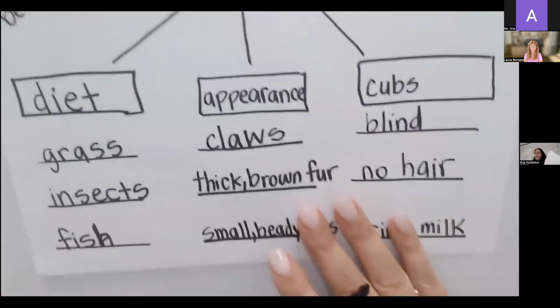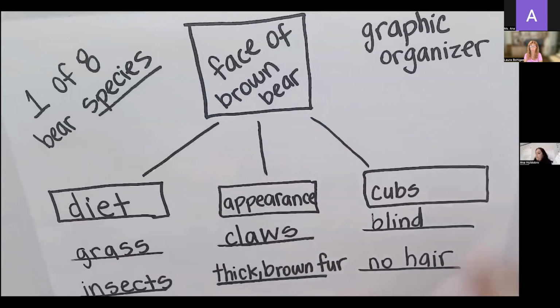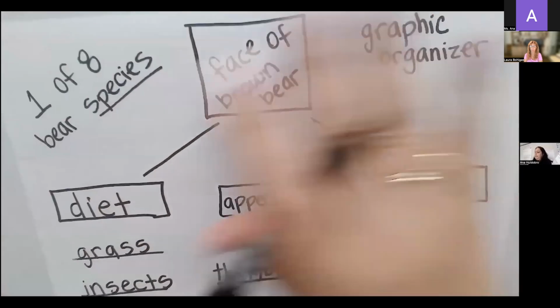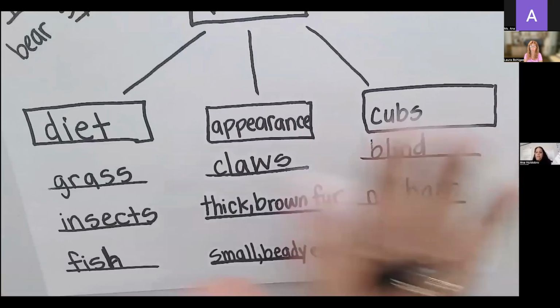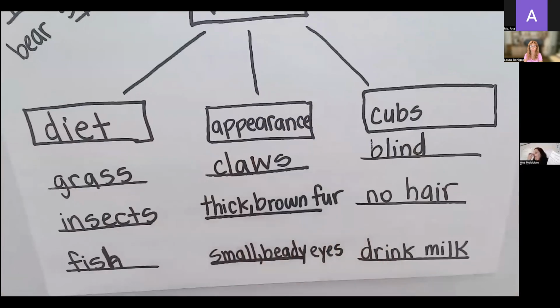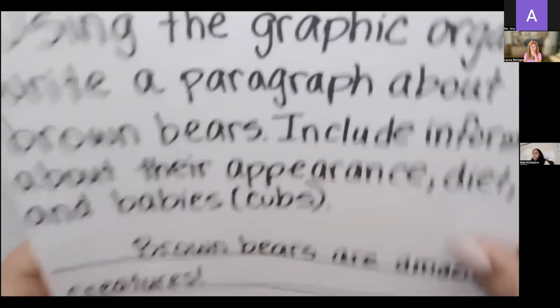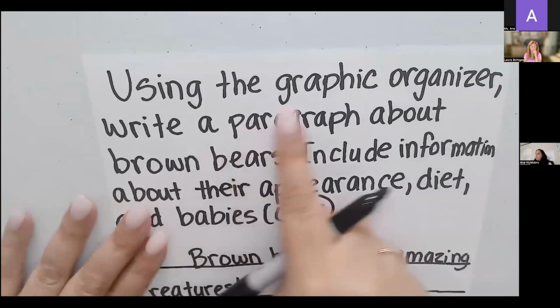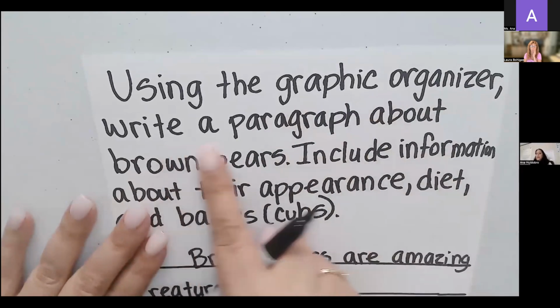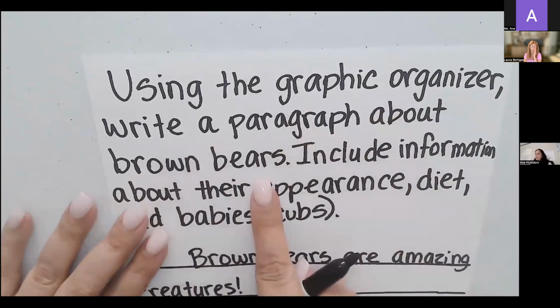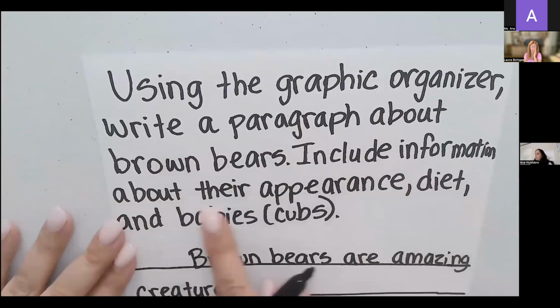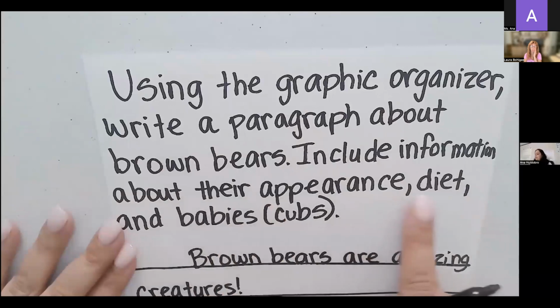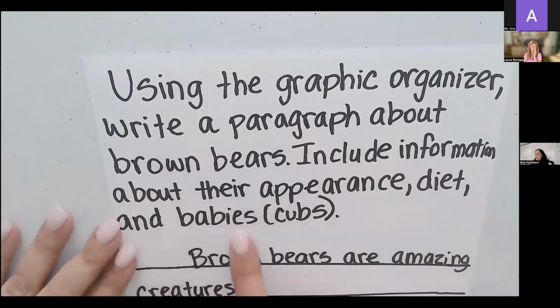Pause. Perfect. So here we have a graphic organizer with information from the text about brown bears. And here is your assignment. It says, using the graphic organizer, write a paragraph about brown bears. Include information about their appearance, diet, and babies. Cubs, another word for babies.